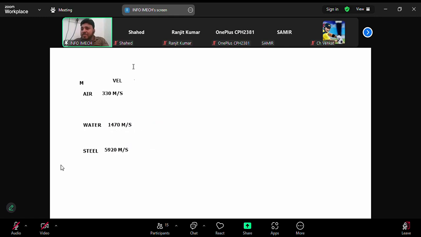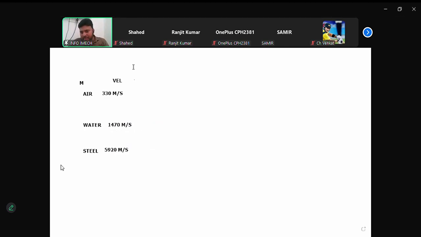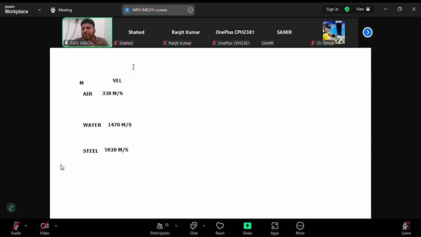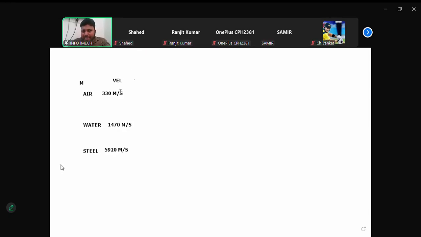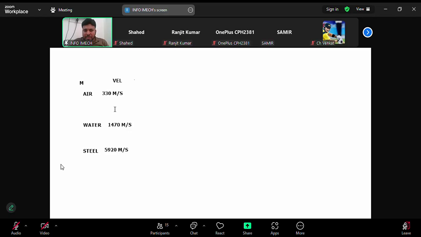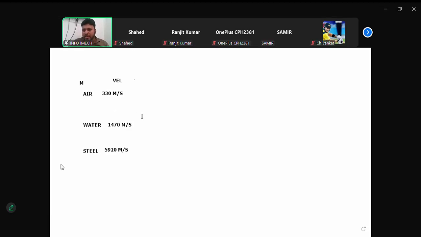Of course, plus or minus, because sound velocity is based on density, and the density of mediums will change depending on temperature also. When the temperature is more, the air density, water density, and material properties will change. That's why approximate values will be there. So I'm giving these standard values according to our ASME: air, water, steel 5920, which we will use in our UT also. So why is it happening?